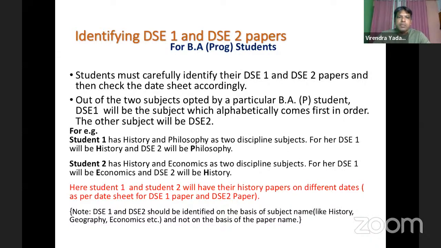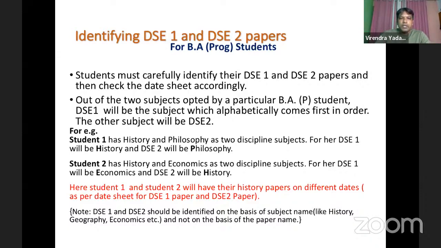An example is given here. Suppose student 1 has history and philosophy as two discipline subjects. For her, DSC 1 will be history because H appears first in terms of alphabet, and philosophy comes later in alphabetical sequence. So history would be DSC 1 and philosophy would be DSC 2. Similarly, if any other student has opted for history and economics in combination, then economics is DSC 1 and history is DSC 2, just because of alphabetical sequencing.